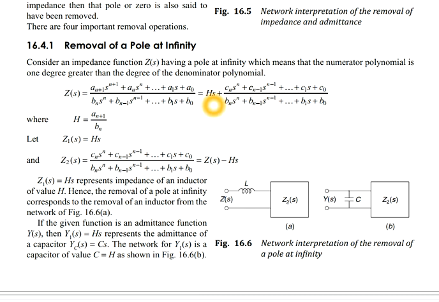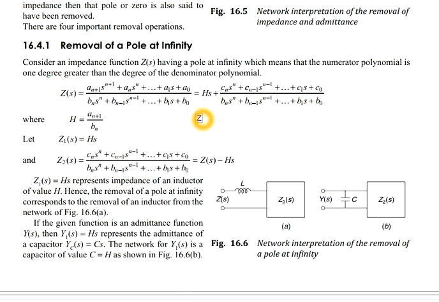This hs term is nothing but an inductive element, an inductor, because an inductor in the Laplace domain has an impedance of Ls. That means here h is nothing but the inductance value. Okay, so let us consider this Z of s as Z1 of s plus Z2 of s. What is given? Z is equal to Z1 plus Z2. In this case, Z1 is nothing but hs, and Z2 of s is nothing but this ratio, which is nothing but Z of s minus hs. So we can separate this hs as an element L, and the remaining network is directly represented with Z2. So this whole combination now is going to become Z of s.